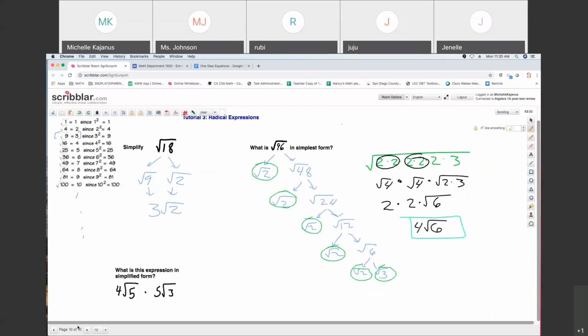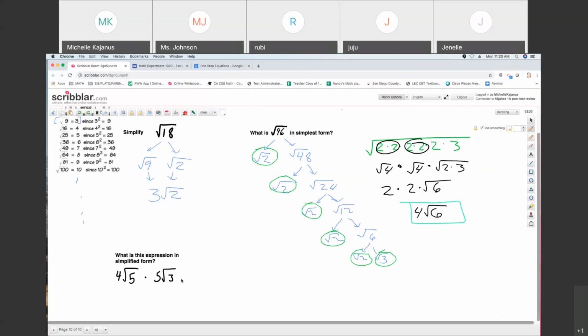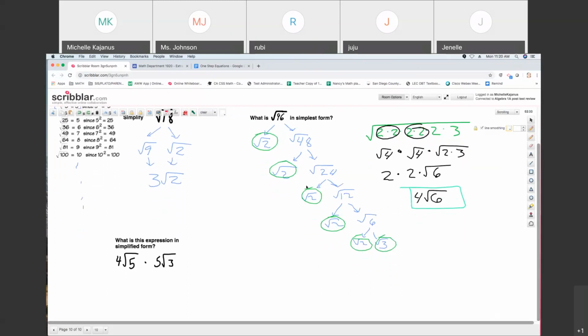Okay, now we're going to do a different type of problem. We are multiplying two radical expressions. What is this expression in simplified form? 4 square root of 5, and then 5 square root of 3. This is also from your tutorial. In your tutorial, they put two examples right next to each other, so it looks like it's one big example. It's not, it's actually two. So I'm going to break this one down.